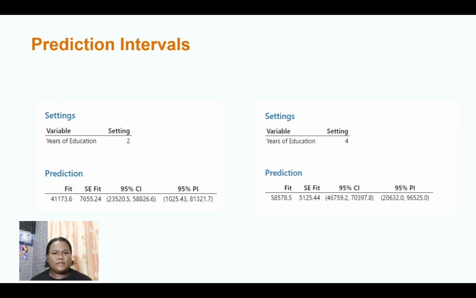The 95% prediction interval shows us that if we randomly select someone with 2 years of education past high school, we can expect with 95% confidence that they earn between 1025.43 and 81321.70. For someone with 4 years of education past high school, we can expect with 95% confidence that they earn between 20632 and 96525.